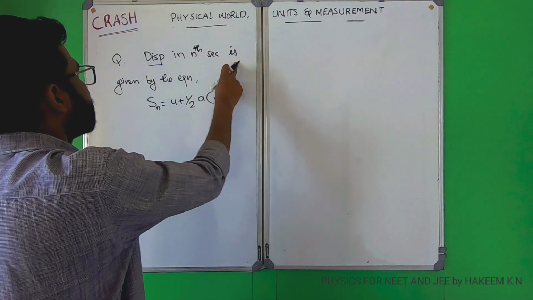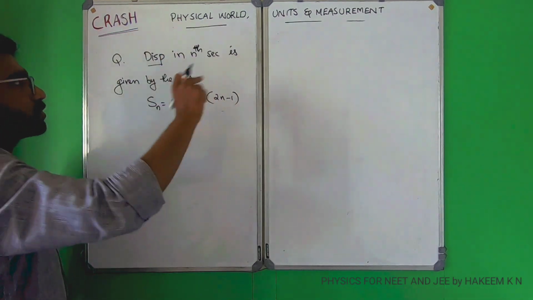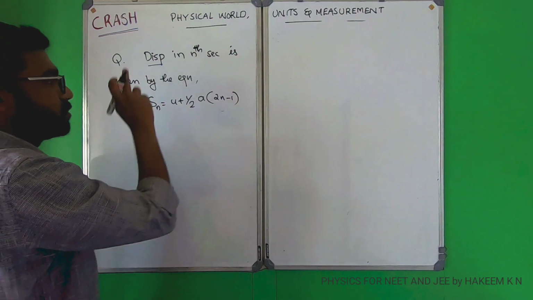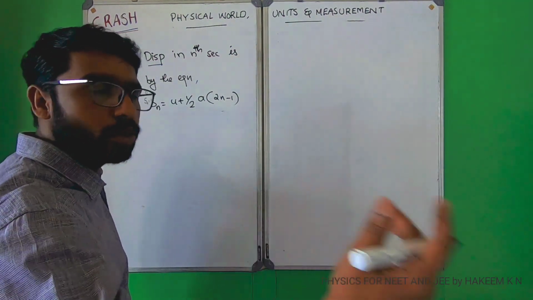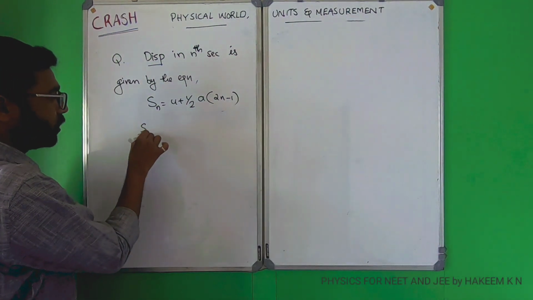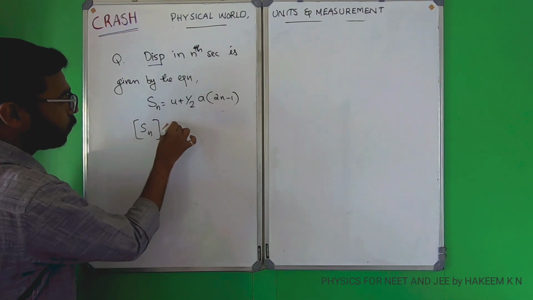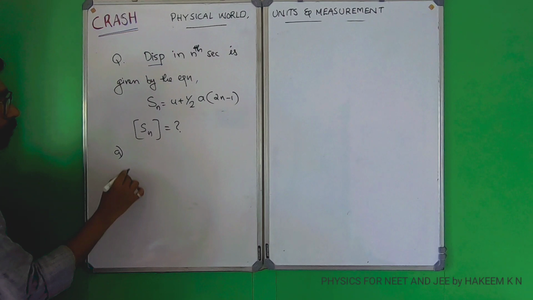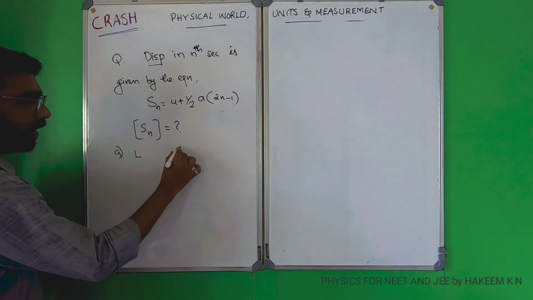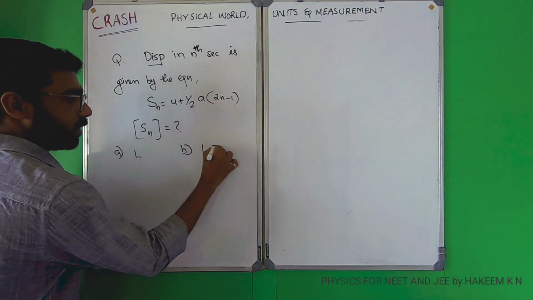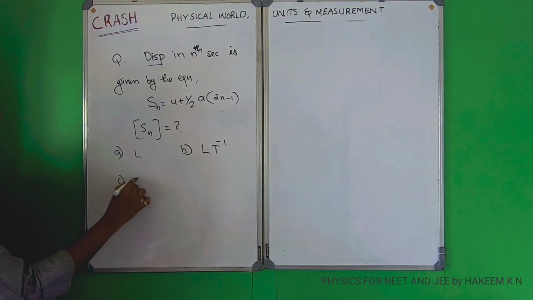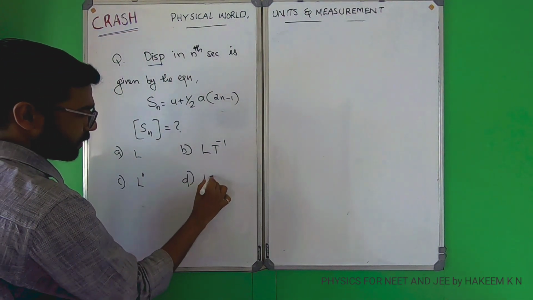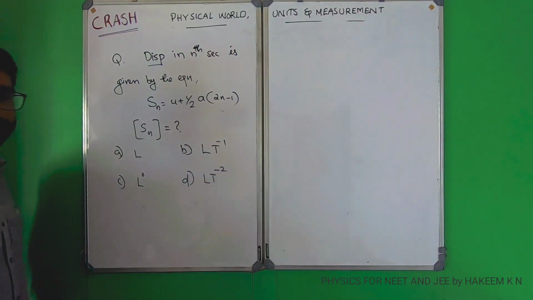Next question. Displacement in nth second is given by the equation Sn equal to u plus half a into 2n minus 1. Question is, what is the dimensional formula of Sn? Options are given as L t power minus 1, L power 0, and option D is L t power minus 2.